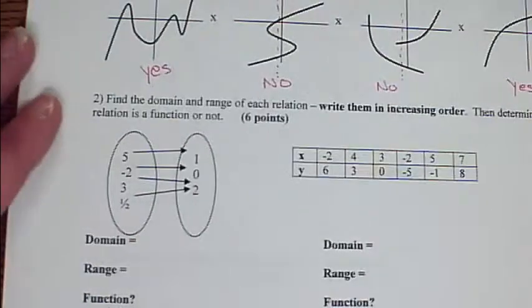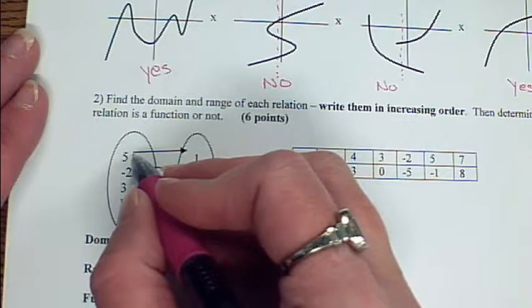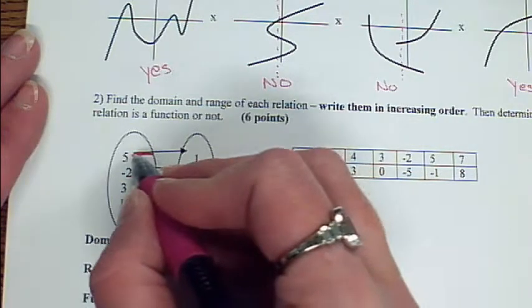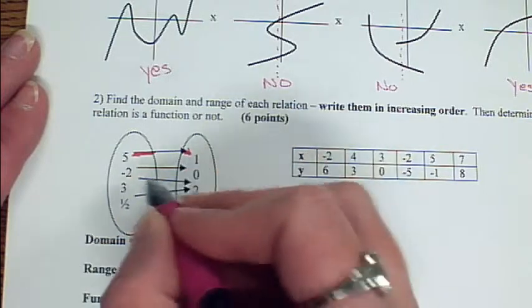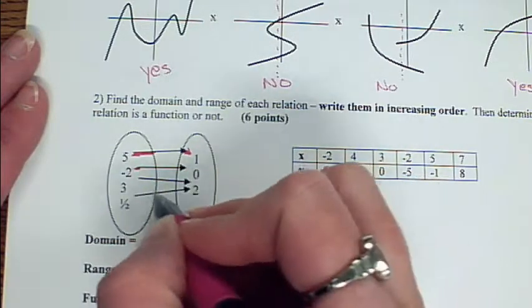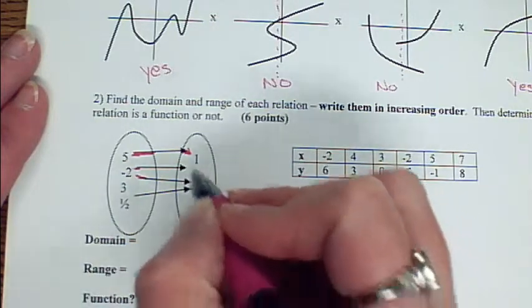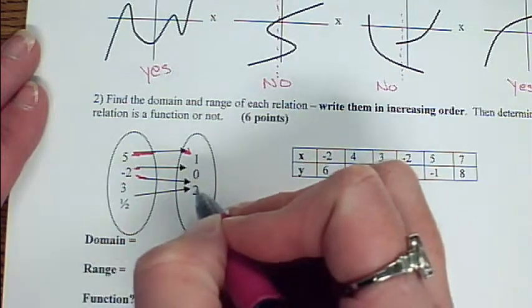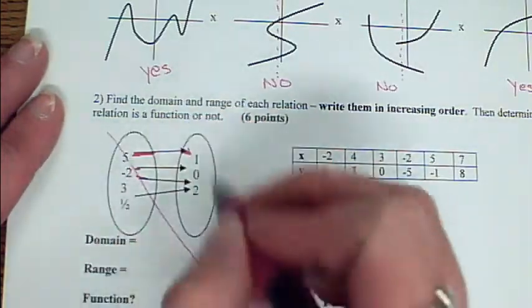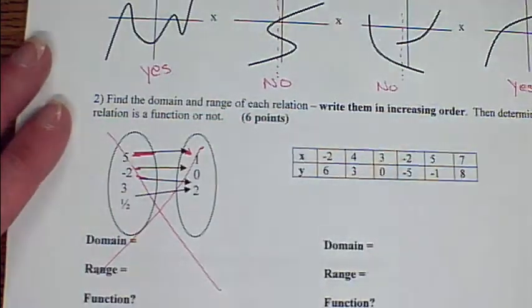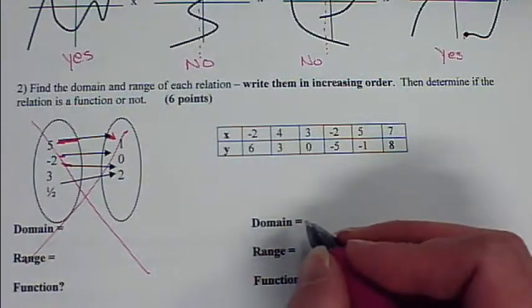Now, on the next one, I do admit that the arrows didn't line up exactly the way I wanted them to. This one should have been going from the 5 to the 1. Both of these were supposed to go there and then go over here. It just turned out really bad. So I basically gave everybody a freebie on that one. But let's look at this one.